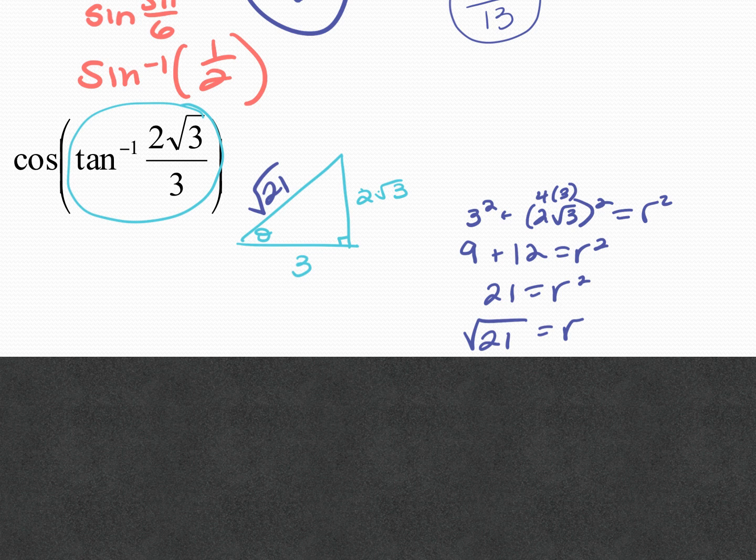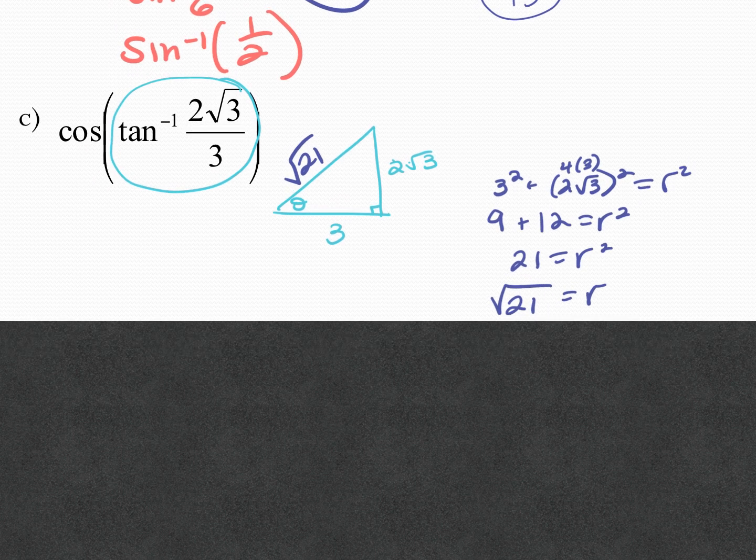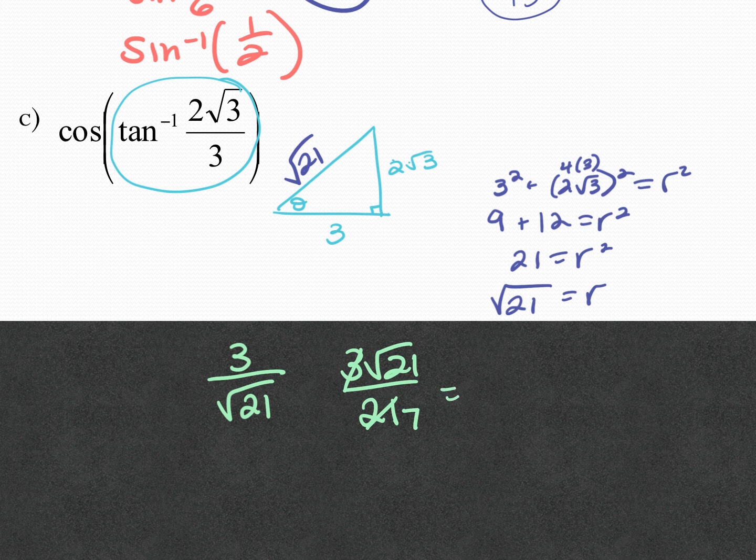Now what's the cosine of that same angle? Square root of 21. Yep, and then we rationalize. And then we simplify.